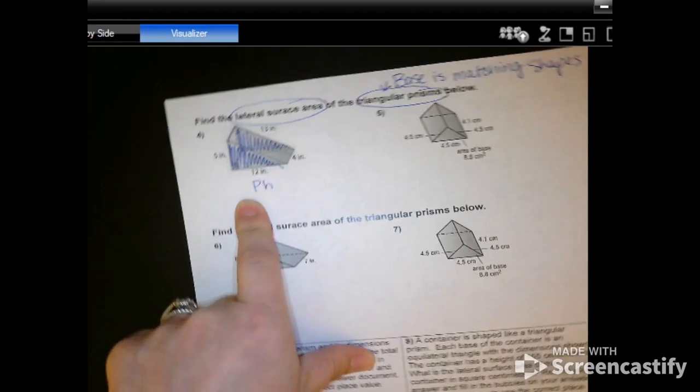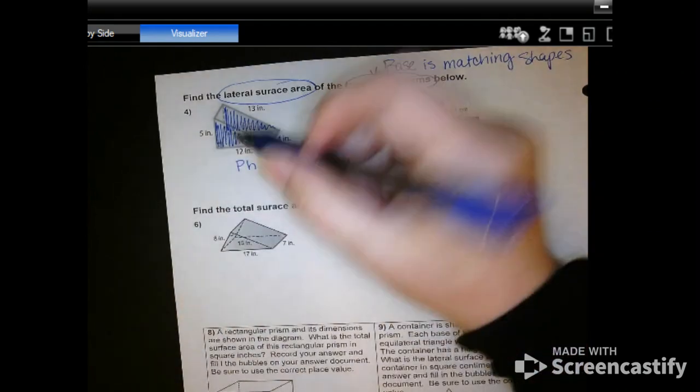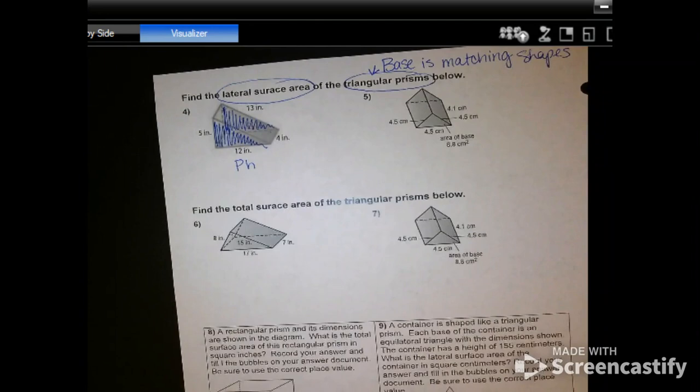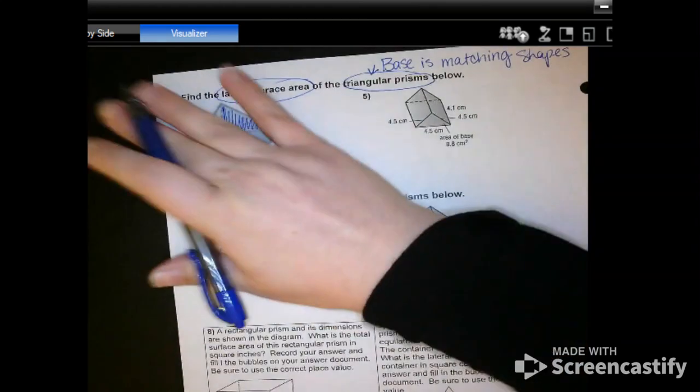Okay. Now, perimeter. If I'm finding the perimeter of a triangle, what do I do? Does it change how I find perimeter from any shape? No. What do I do to find the perimeter? Okay, think about it in general. Don't even look at this one.